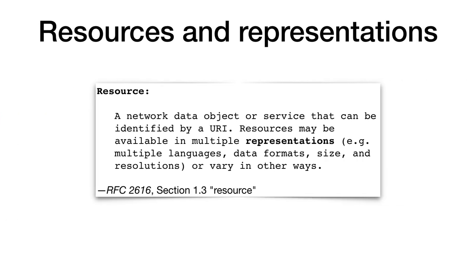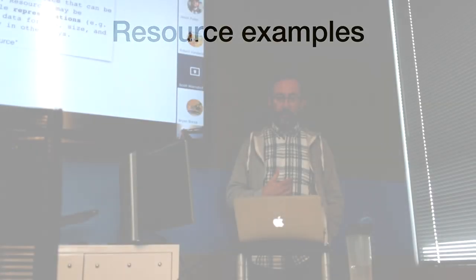So a resource here is defined. This is from RFC 2616, which is the HTTP specification. A resource is a network data object or service that can be identified by URI. That's pretty much it. That's a resource. Now, a resource is really anything in the world that can be represented by information about the resource, including processes or events.